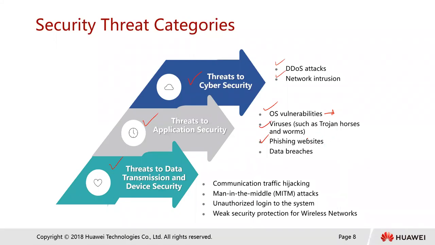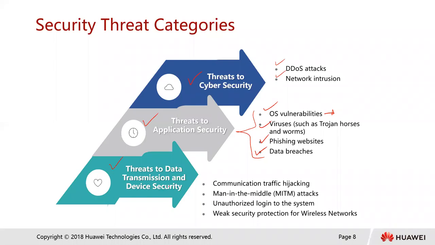Those websites are intended to steal your information, pretending like they are giving you information or giving you something in return. But at the end of the day, those kinds of websites are looking out for something. And once you are their target, they'll go ahead and execute the attack, right? And then, of course, we have data breaches. So we understand that data breaches, phishing websites, viruses, and OS vulnerabilities all fall under application security.